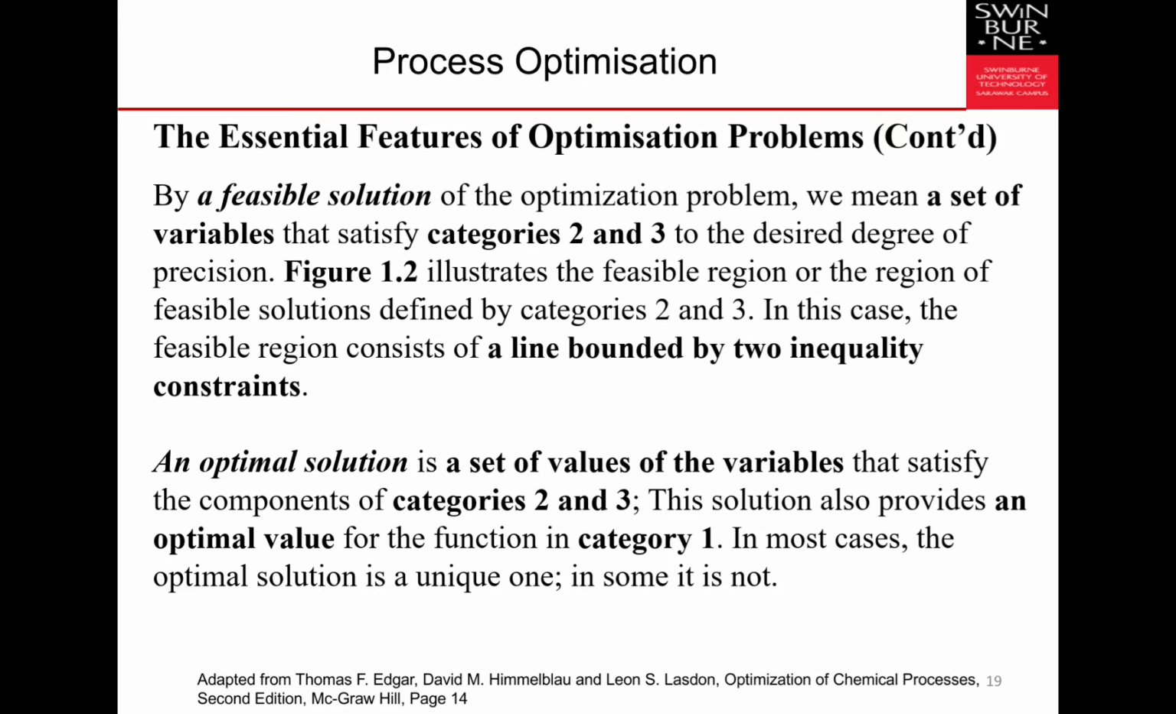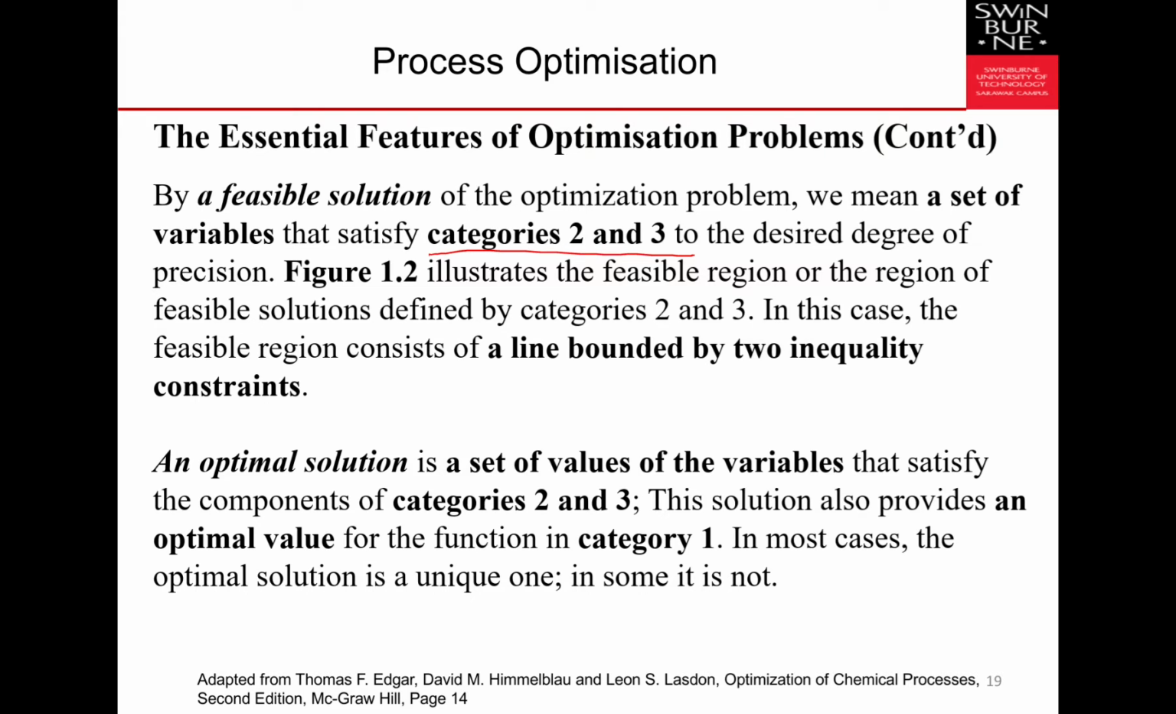By a feasible solution, we mean a set of variables that satisfies categories 2 and 3. Okay, the next figure, for example, illustrates the feasible region or the region of a feasible solution defined by categories 2 and 3. Okay, in this case, the feasible region consists of a line bounded by two inequality constraints. An optimal solution is a set of values of variables that satisfy the component of categories 2 and 3. Okay, and the solution also provides an optimal value for the function in category 1.